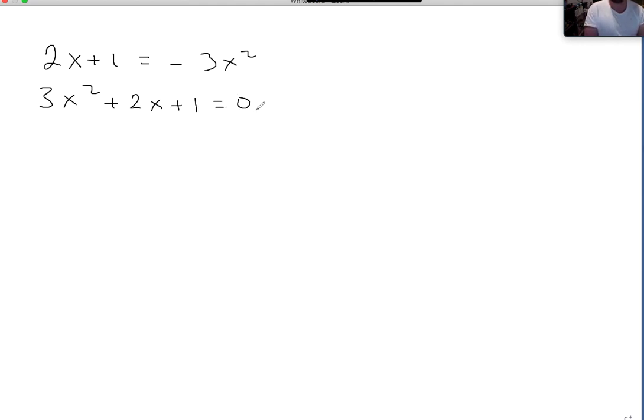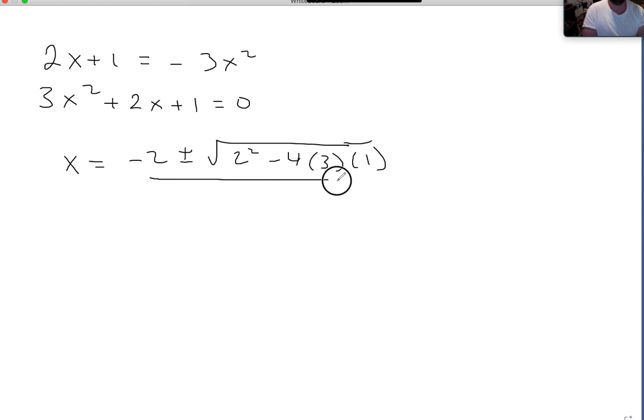And then into the quadratic formula, so we'll have x equals negative b, so negative 2, plus or minus the square root of b squared, 2 squared, minus 4 times a is 3 and c is 1, all over 2a, so 2 times 3. And let's get that cleaned up a little. Negative 2 plus or minus, that's 4 minus 12, so that's going to be a negative 8 in there.